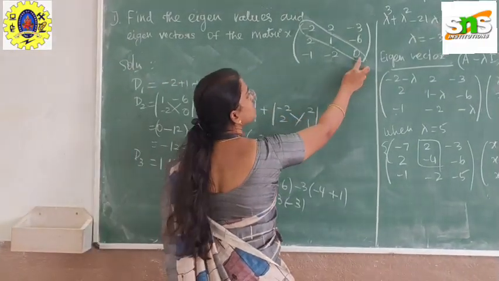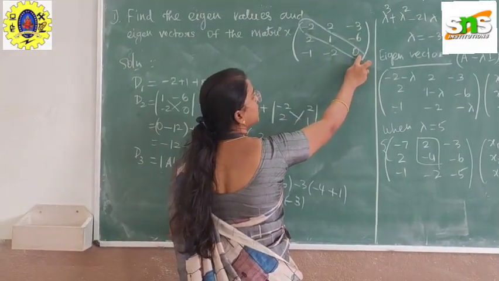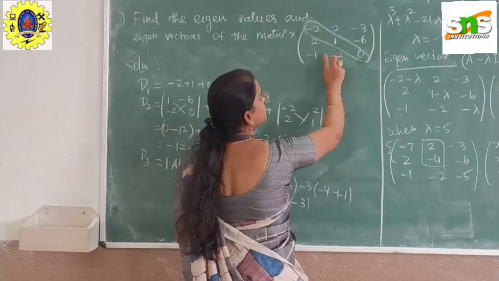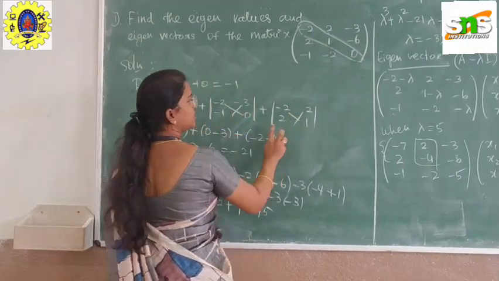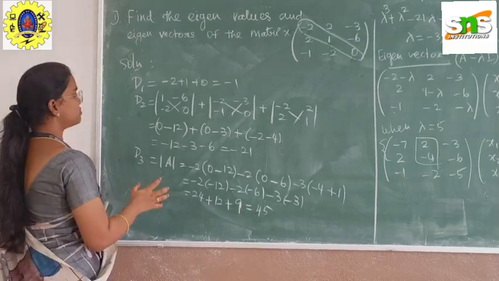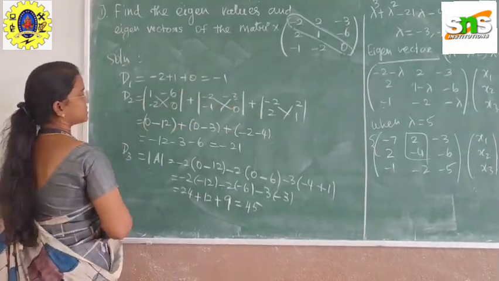Plus, the last main diagonal element is 0. I am going to hide this row and column. Then I am getting this portion in determinant form. Then I am going to simplify these determinant matrices.